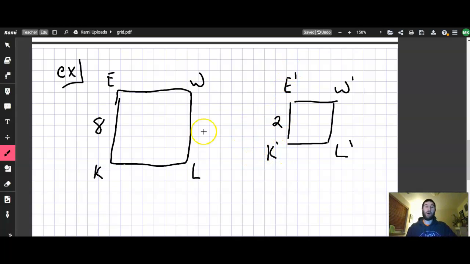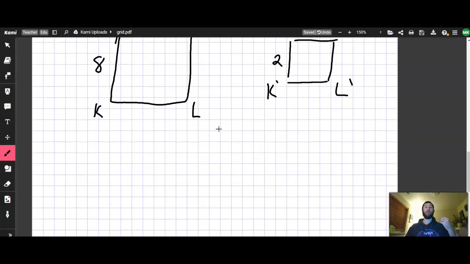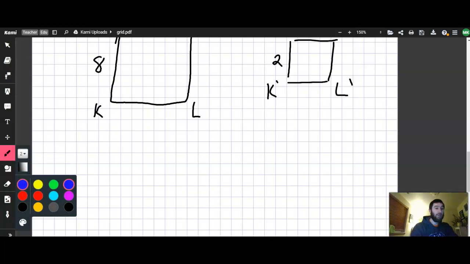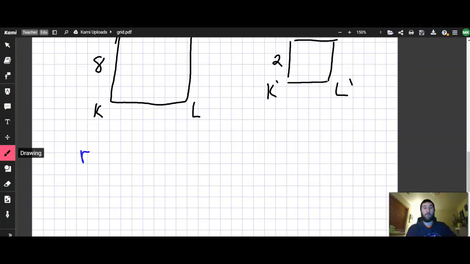Ladies and gentlemen, based on how our points are identified with our primes, we know which one's the image and which one's the pre-image. The 2, even though it's smaller, is our image. It comes after the dilation. 8 is the pre-image. And so when we go to write ourselves our fraction in order to find our scale factor, which is represented by the variable r for ratio, then we know that the image is 2, the pre-image is 8, and so our true ratio is 1/4. Our true ratio is 1/4.